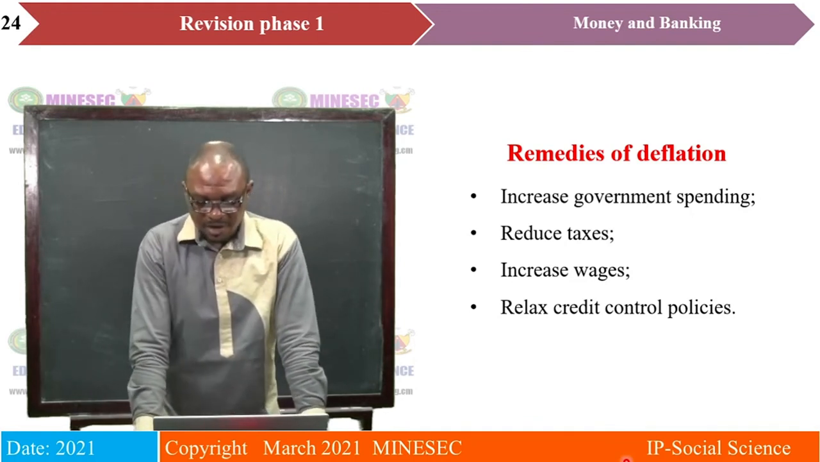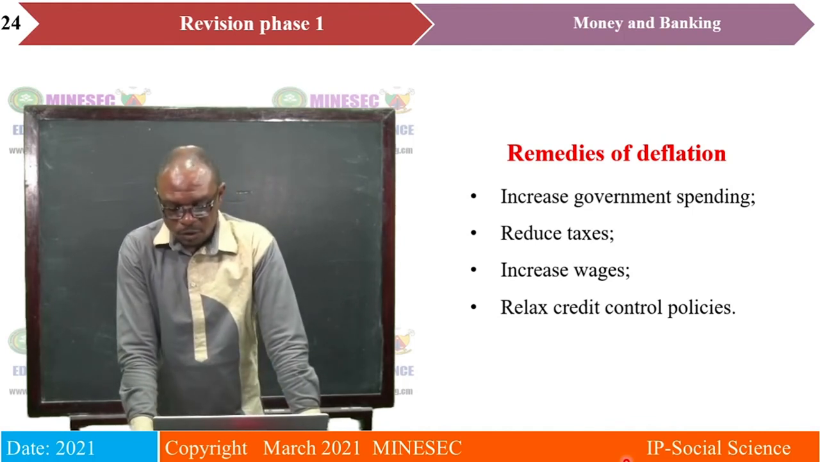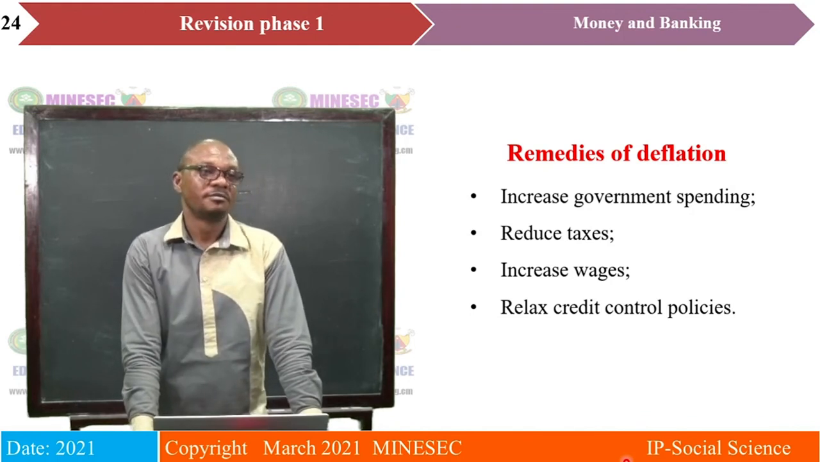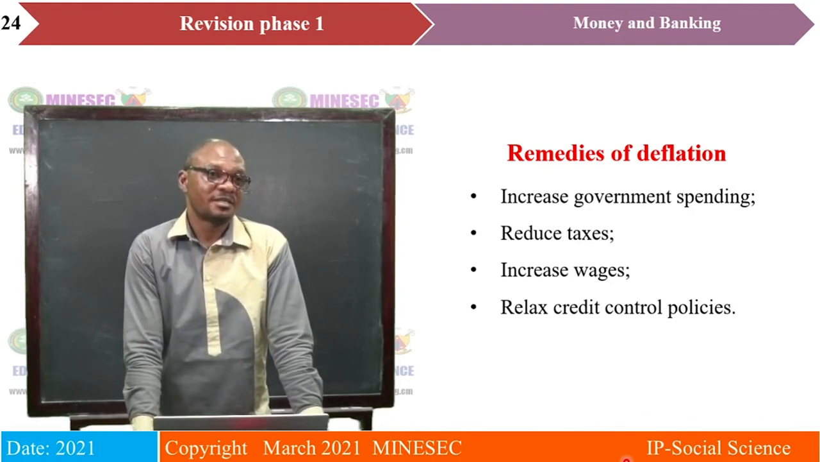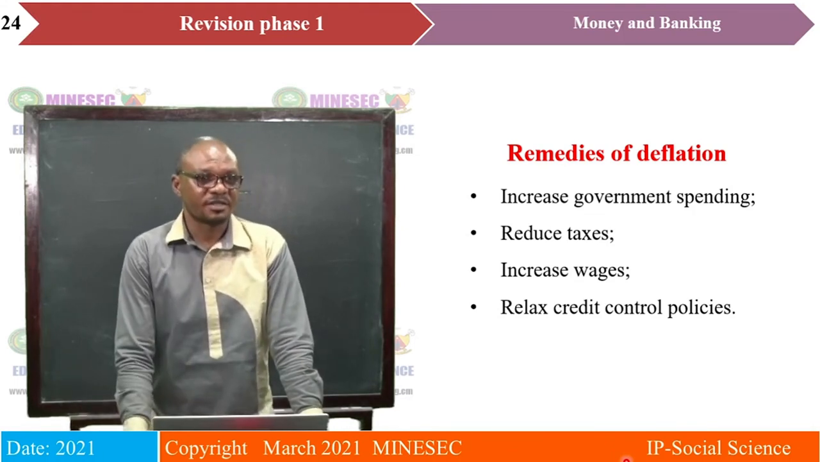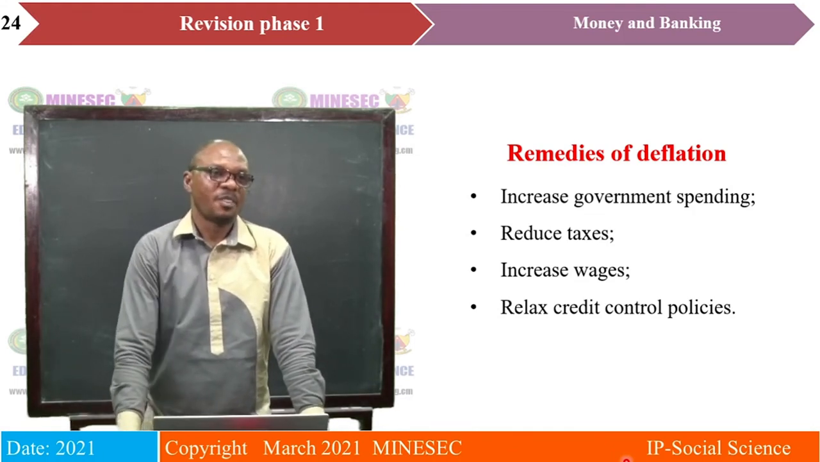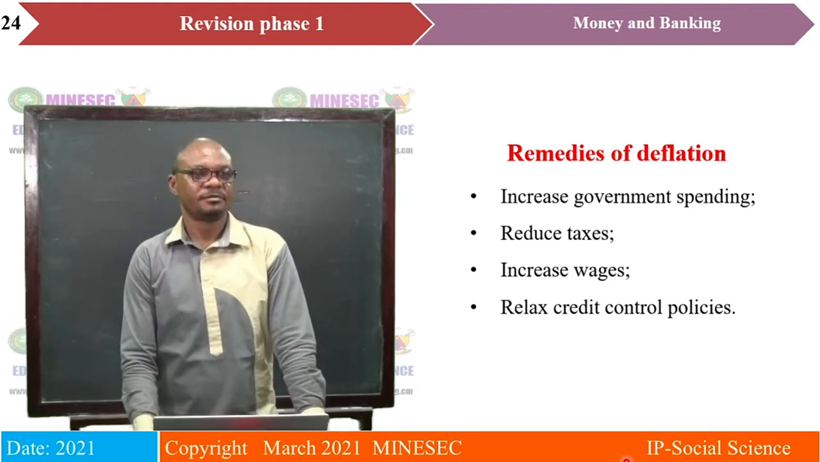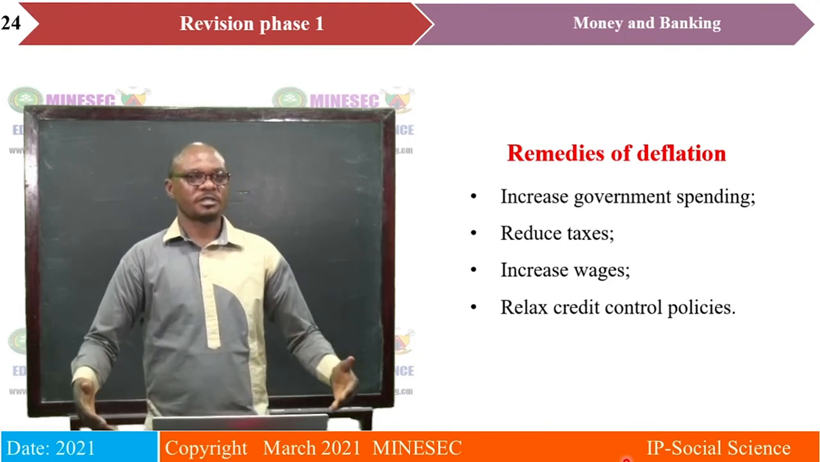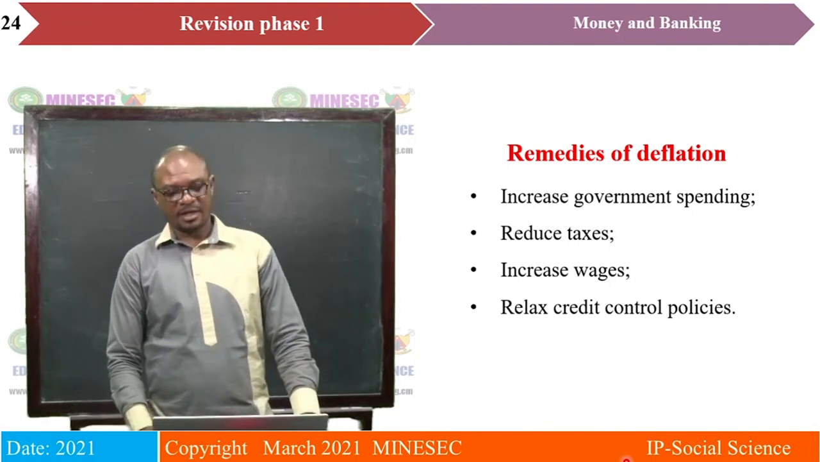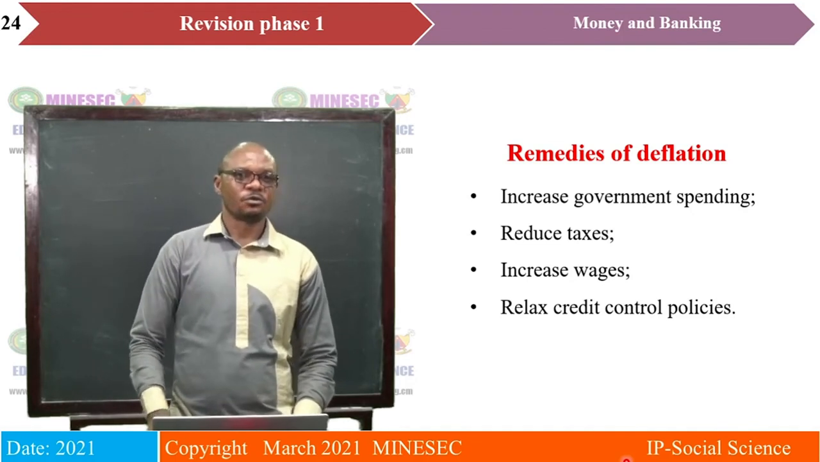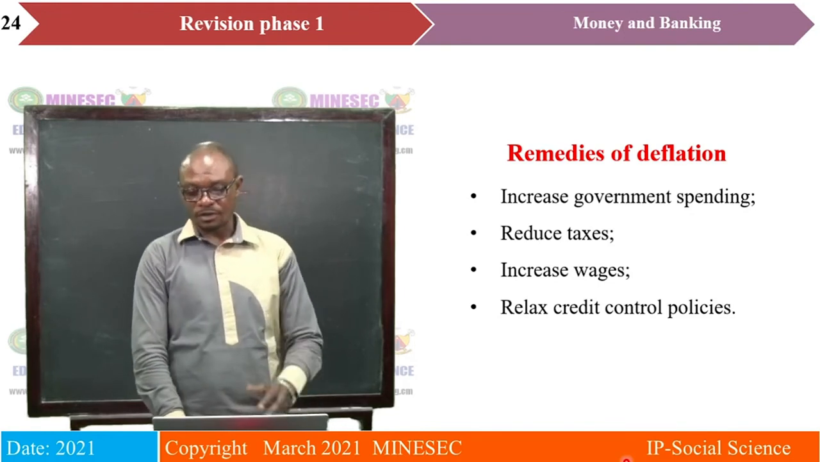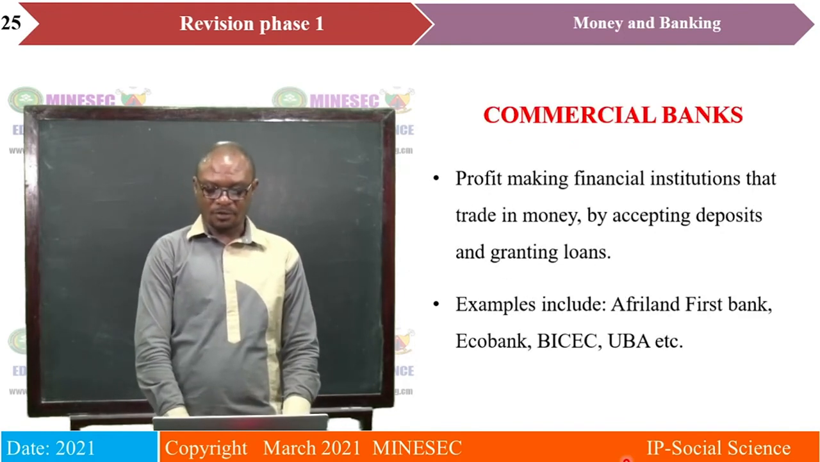And finally, the government will relax credit control policies, allow firms to be able to sell on credit. When firms are able to sell on credit, then demand will increase. The view is maintained that people tend to buy more if they are able to pay later. So relaxing credit control policies will certainly increase demand, and that will cause price level to rise, or rather reduce deflation in the economy.